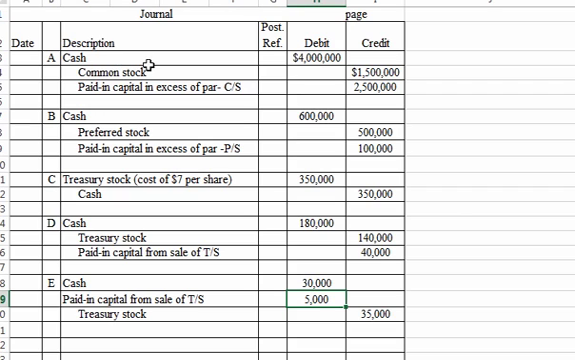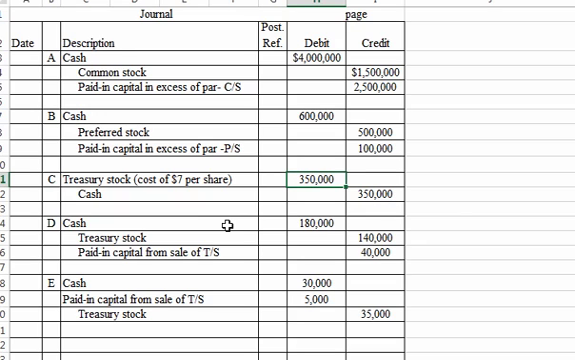You want to debit cash for the amount received in these first two entries. You want to put common stock and preferred stock on the books at their par value, the number of shares issued times par value. The excess goes into these accounts, paid in capital in excess of par common stock for common stock, and then paid in capital in excess of par preferred stock for preferred. We'll put treasury stock on the books at its cost. It's a contra stockholders' equity account, increases on the debit side. Of course, cash decreased, the asset, on the credit side.